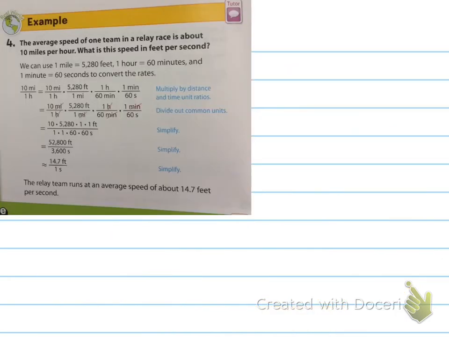All right, so here's example number 4. So I want you to write example 4. And it says the average speed of one team in a relay race is about 10 miles per hour. What is the speed in feet per second?